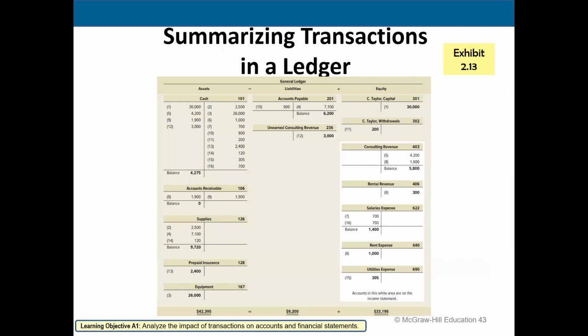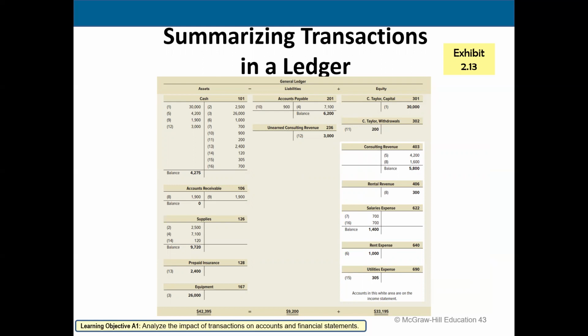All right, so here's a summary of all of these transactions in a ledger, and you'll see that we have a balance in each account. And remember, we find that balance by adding up both the debit sides and the credit sides, and then subtracting the smaller side from the larger side and writing the balance in on the side that was larger. So cash, we would say, has a debit balance of $4,275. That's also like saying we have $4,275 in cash.